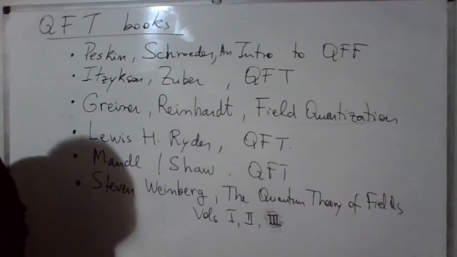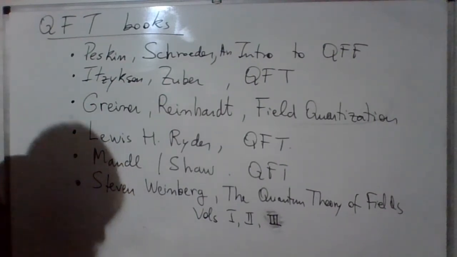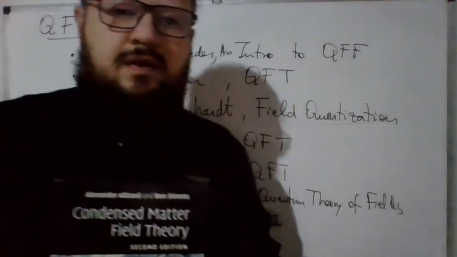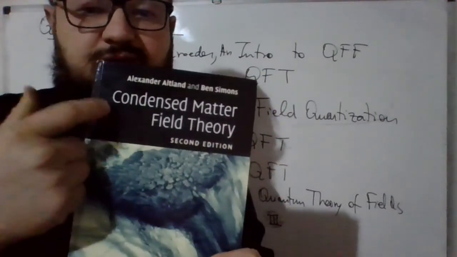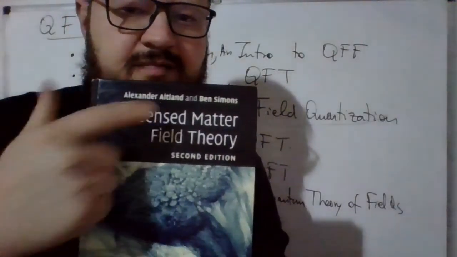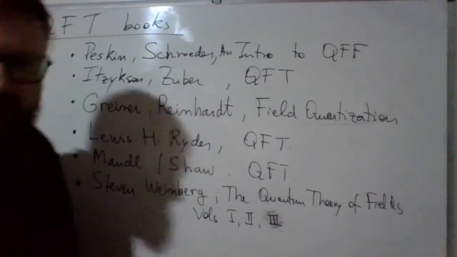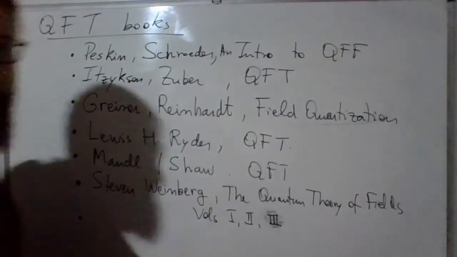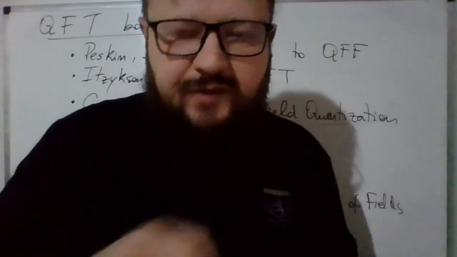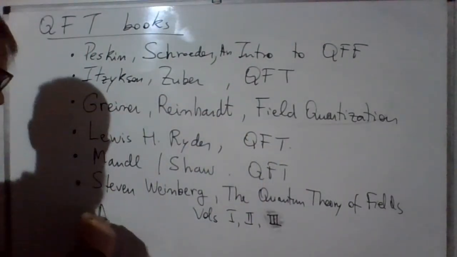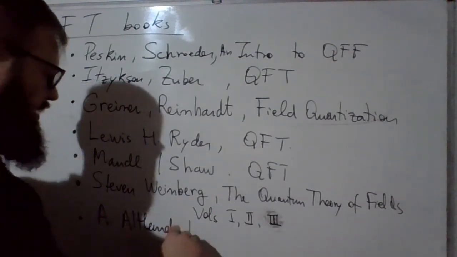Okay, and of course, in order to understand the functional integration and path integral quantization, I recommend this book here. It's Condensed Matter Field Theory. This is the second edition by Alexander Altland and Ben Simons. It's a very good book. It deals with functional integration. It's a very good textbook. There are many exercises for you to understand, try to comprehend, and try to make calculations yourself. So, Condensed Matter Field Theory by Alexander Altland and Ben Simons.